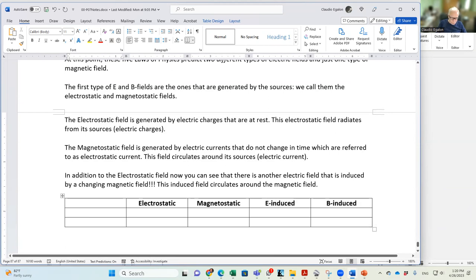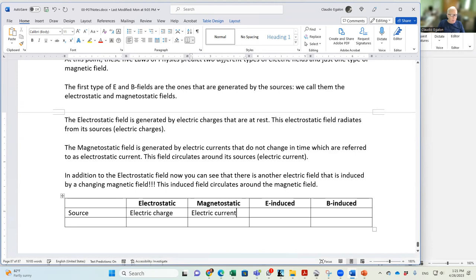Okay, let's see, what's the source? Source is an electric charge. Source of electrostatic field is an electric charge. We say it's electrostatic because it exists when a charge is at rest. If the charge is moving, you still have electrostatic there as well. But then you're going to have something else. If a charge is moving, then you're going to have a magnetic field. A moving charge is an electric current, okay?